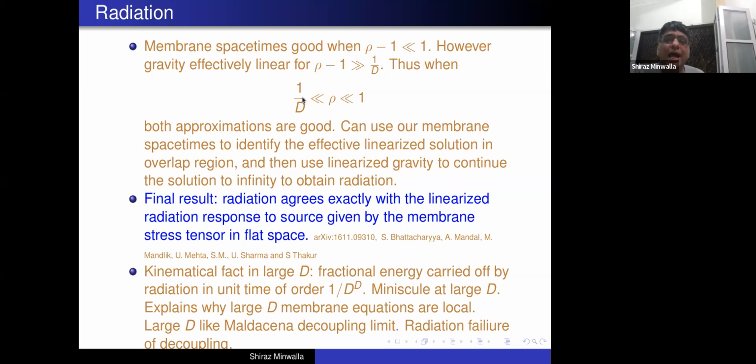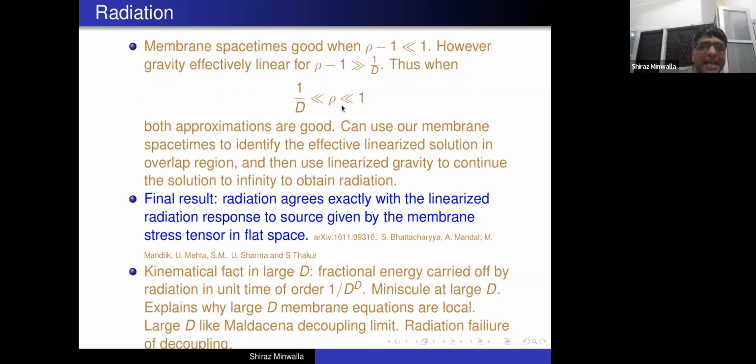Okay, but as I just said, the solution exponentially decays to very near flat space, and the length scale for that decay is 1 over D. So you see, where we could construct our solutions, there was a region where the solutions were highly nonlinear. But there was also a region where we could reliably construct our solutions and it overlapped with linearized gravity. Okay? Now, the solutions of linearized gravity can be continued just by solving linearized gravity all the way to infinity. So by working through this procedure, we were able to determine the radiation fields of any given membrane solution.